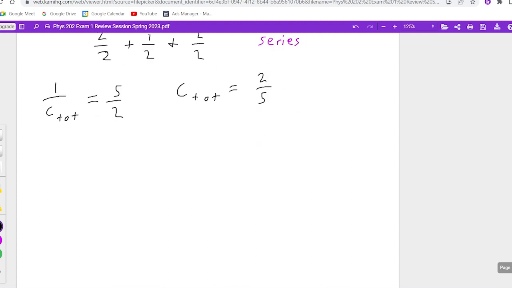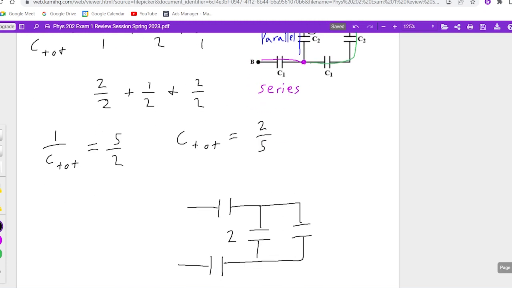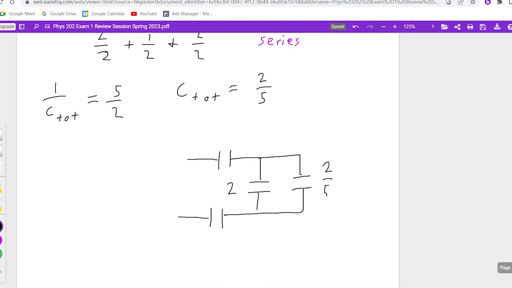So now I'm going to redraw my circuit. So I've got all 3 of those capacitors just simplified to a single capacitor like that. And I've still got all these capacitors here. But the next one I'm adding is the 2 here, the C2, which is 2 farads, and this 2/5 right here. And since they're in parallel, well, that's easy because the total is just the 2 added together.